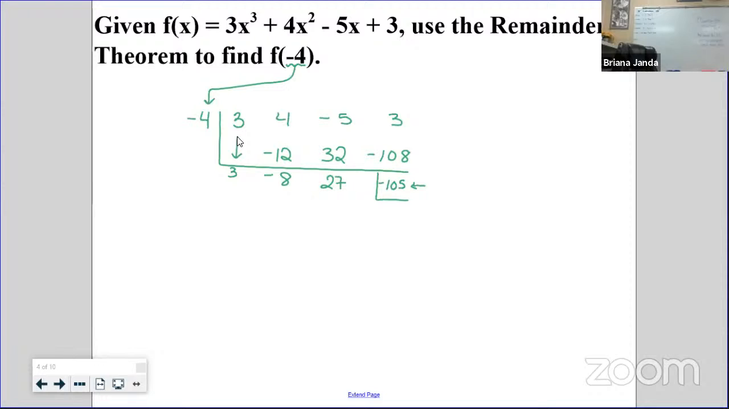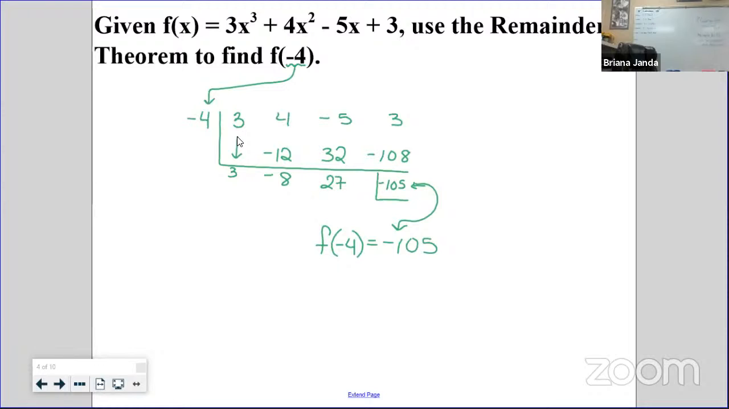Good. Okay, so what did I just find? I found this. I can now say that if I had plugged in negative 4, I would get an answer of negative 105. I would get an answer of whatever that remainder is. If the directions specifically ask you to use the remainder theorem to evaluate this, they are not asking you to plug negative 4 into the function. They are asking you to do your synthetic division and identify your remainder.